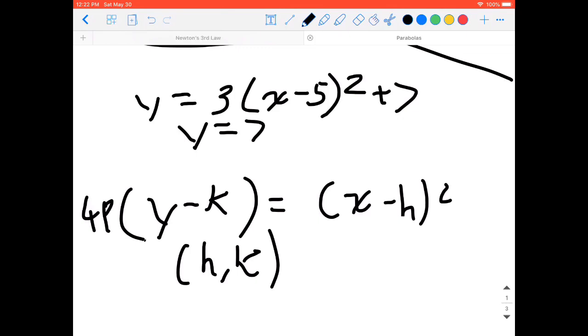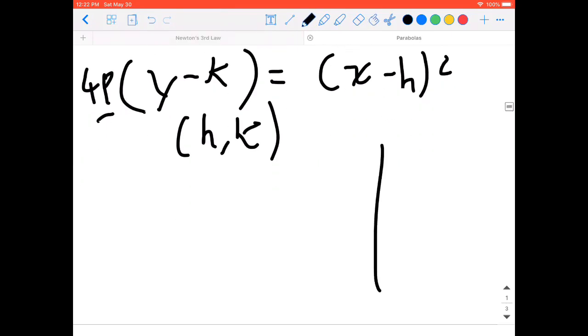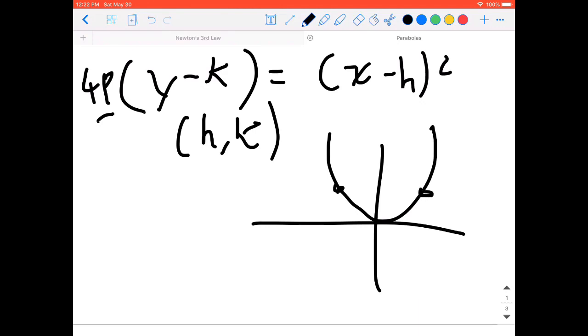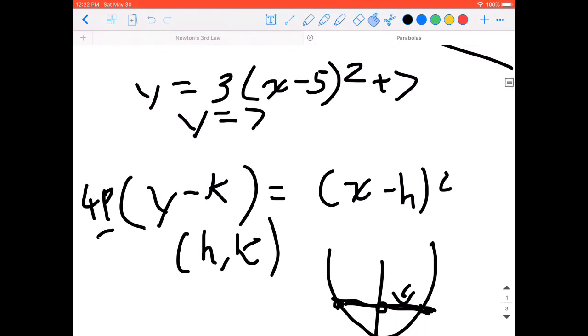It's really useful because the p over there tells you the distance from the vertex to the directrix or the focus. And another thing it tells you is the latus rectum. The latus rectum's length is what I'm showing here. That is the latus rectum, and how you find that is it's just 4p.